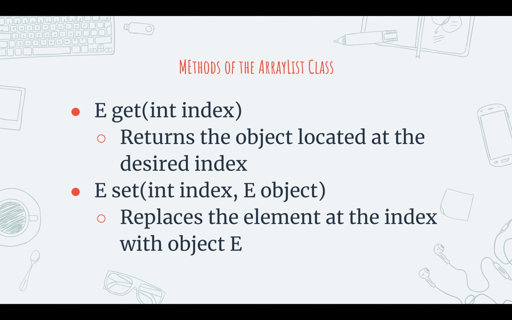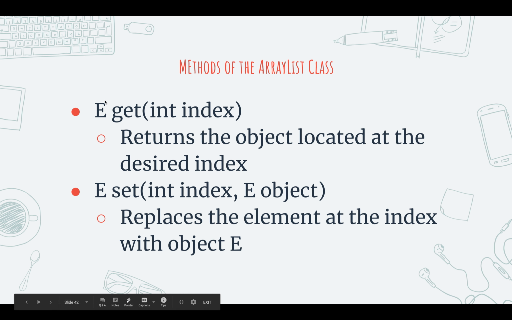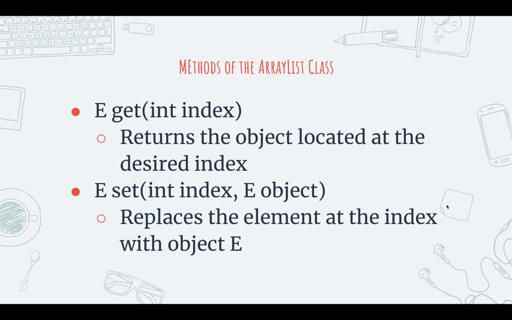Now, to actually access values within the ArrayList, you use the get method, and what the get method does is that it returns the object that is located at the desired index. Again, it will follow the rules of position that I previously said, starting at 0, with the final element being size minus 1. And it returns the object, and I have E. E is just a fancy way of saying the data type of the respective object that is located there.